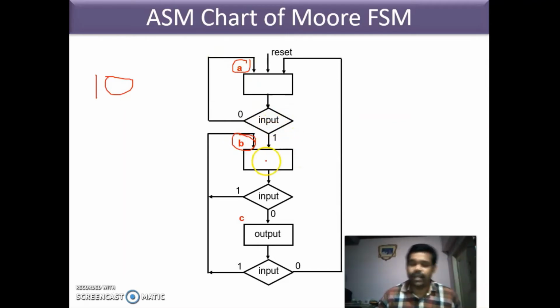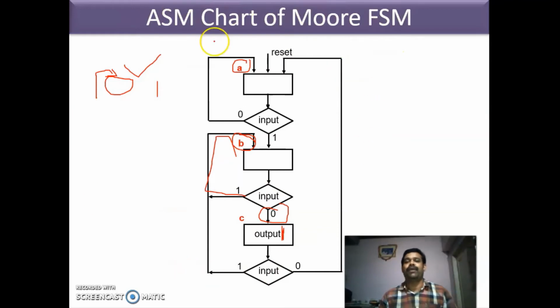Then from B, you are checking whether it is 1 or 0. If it is 1, you are in the same state because the next number you have to detect is 0. If you are getting a 0, then you are changing the output to 1. Again, you are detecting. If it is 1, you are coming to state B, because there is a chance for a 0 to come again, and the next sequence will start. If it is 0, you have to come to the initial state. This is the ASM chart for Moore.